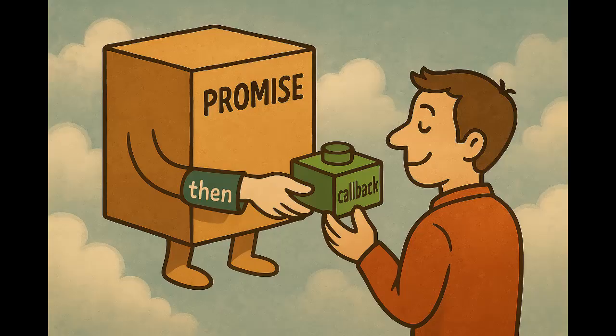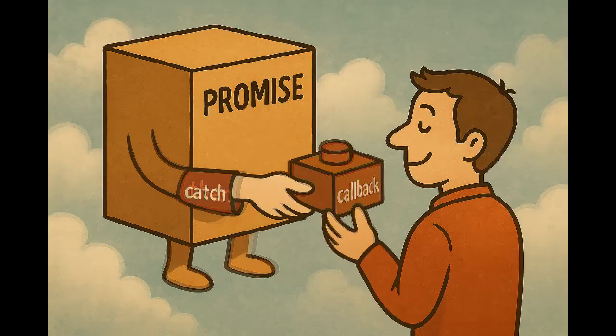Instead of using then, we use the catch method. The catch method is essentially the mirror image of then. It stores callbacks for error cases instead of success cases. These error callbacks receive the error that the promise encountered.